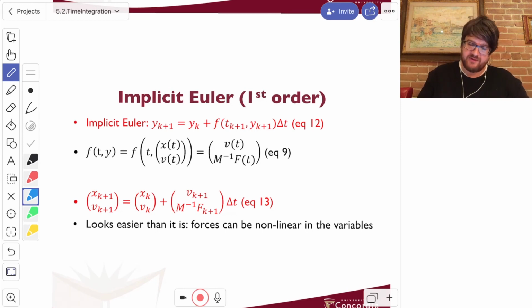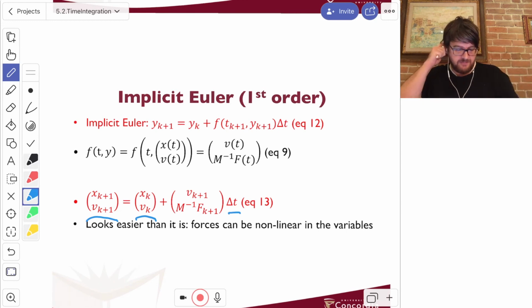But now if we substitute correctly the f, you're going to have that x_{k+1}, v_{k+1} equals x_k, v_k, so the previous value, plus delta t times v_{k+1}, because the derivative of x with respect to t is v, and we computed it at time k+1. And then at the bottom we have M inverse times f_{k+1}. So these are the forces at k+1, because the derivative of v is M inverse times f, which is the acceleration, and then we have to compute it at k+1.